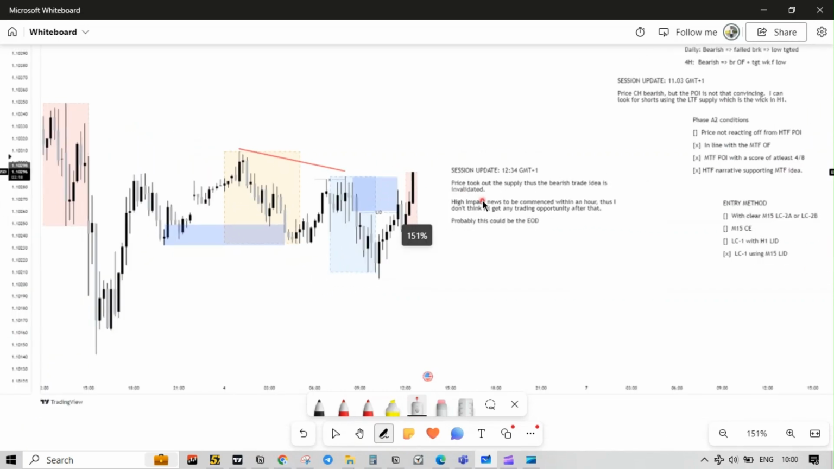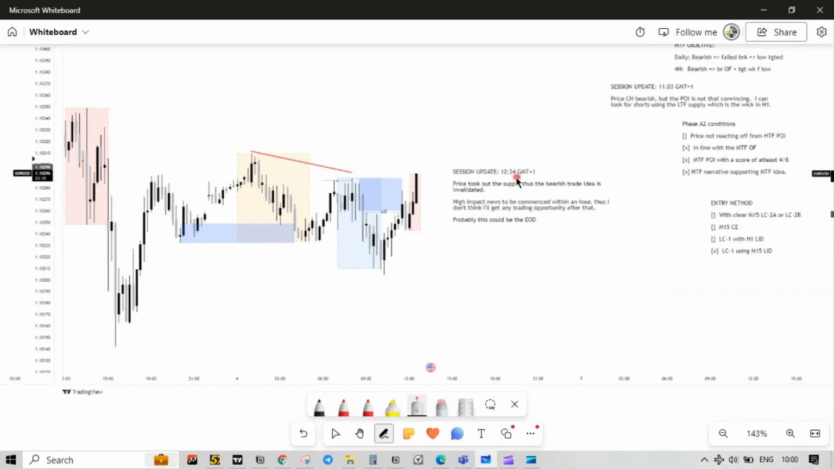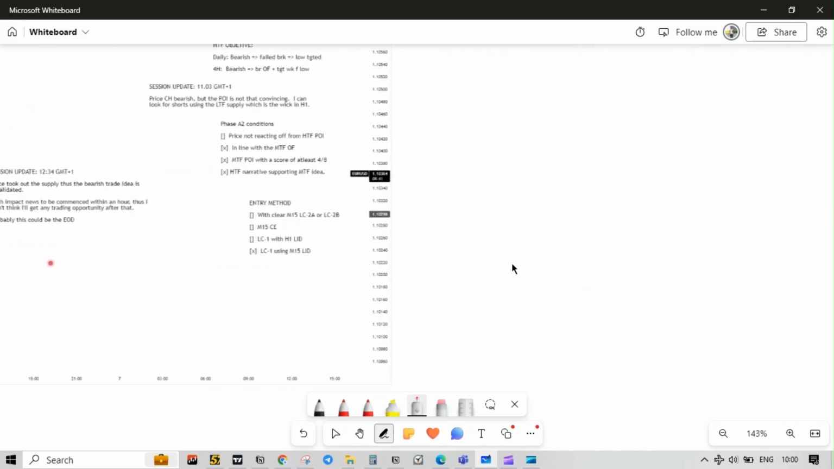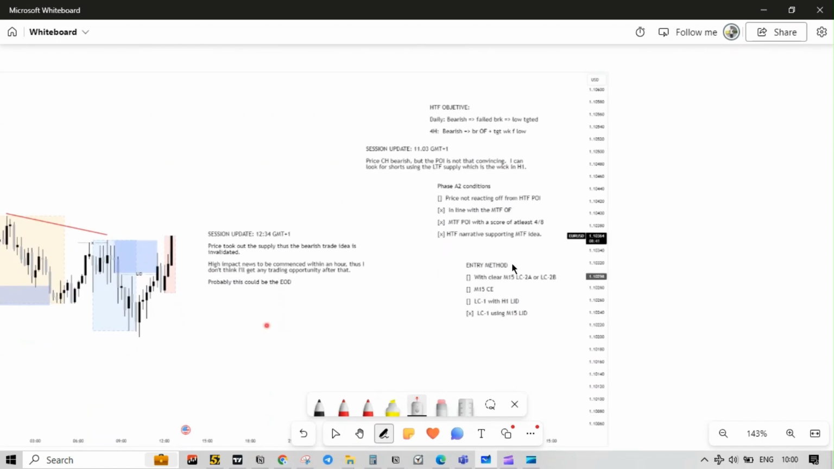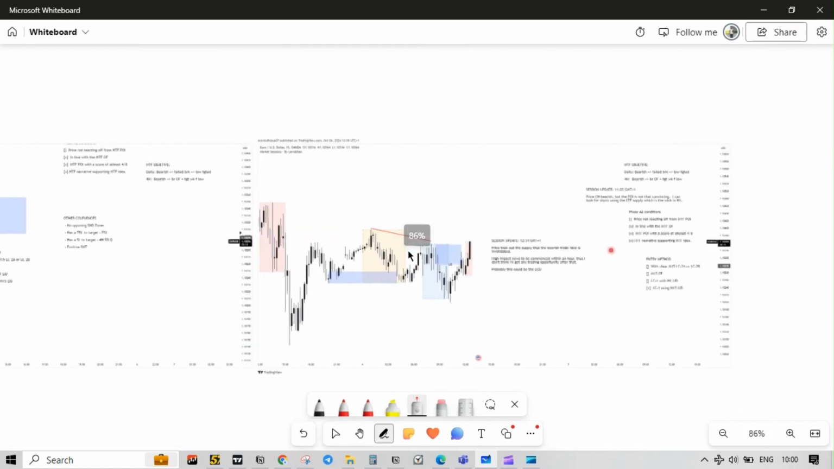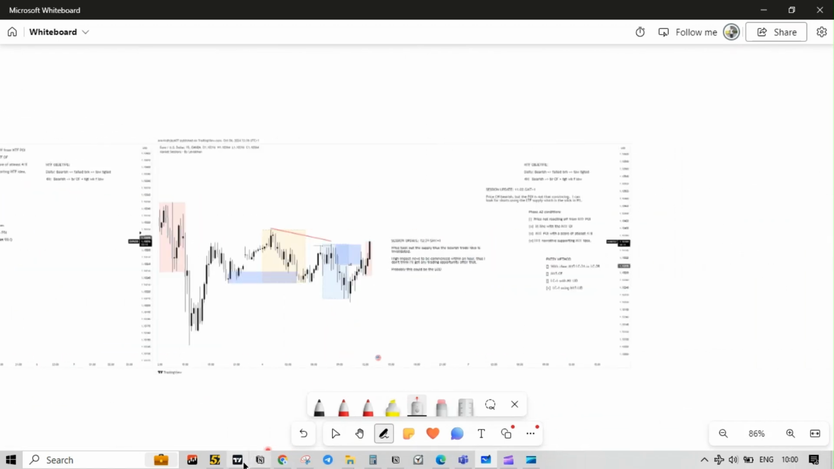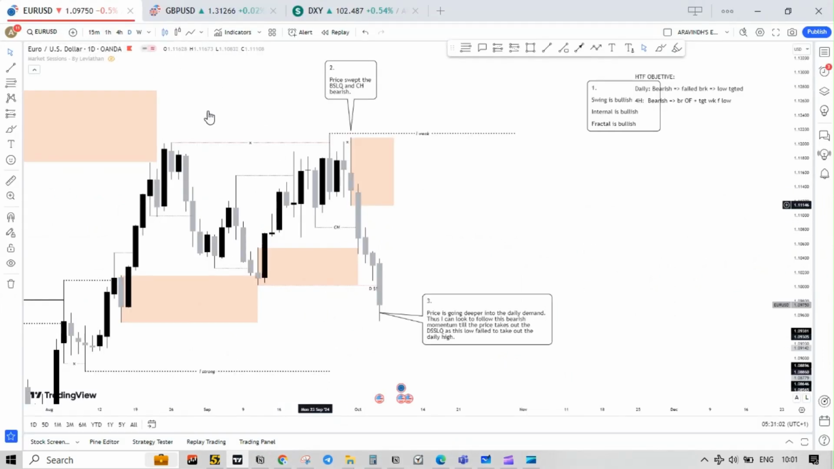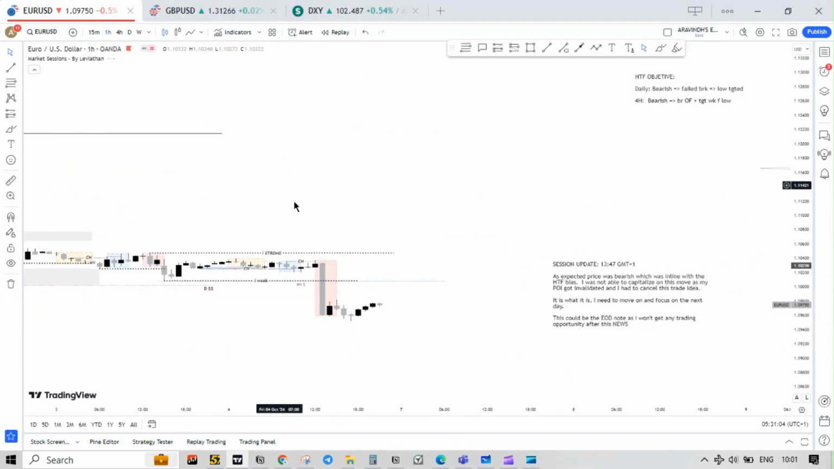I thought this would be the end of the day, obviously, because it was 12:30 and in 1 hour, that is just four candles left for the news to hit and price to fluctuate. So I don't think I'll get any trading opportunities today. So I thought that was the end of my day. But let me show you. Actually, my trade idea actually worked and it worked well.